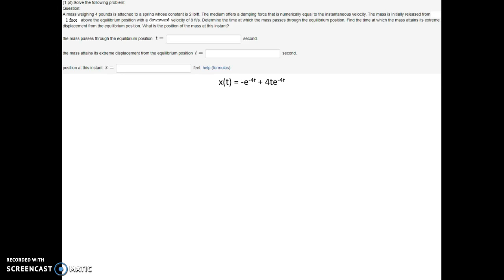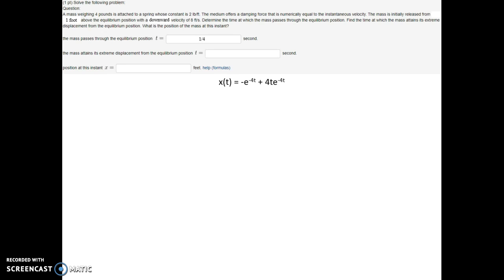The first asks when the mass passes through the equilibrium position, at what time t. We know that it passes through the equilibrium position when x is equal to 0. So we set 0 equal to our equation. We solve; e^(-4t) will never equal 0, so we can cross that out, and we find that t equals 1/4 of a second.